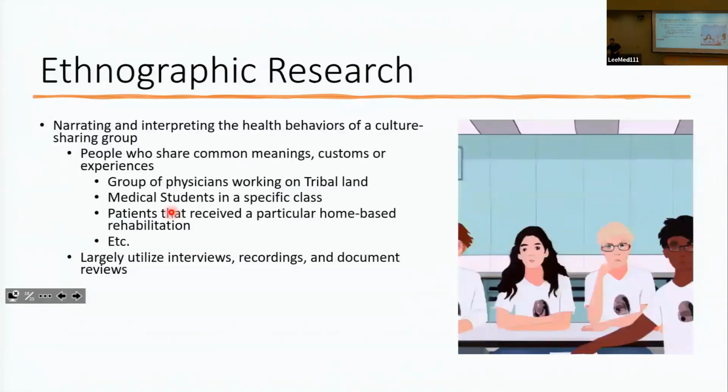Ethnographic research. Here, what you're doing is narrating and interpreting the health behaviors of a culture sharing group. What do I mean by culture sharing group? This is a group of individuals that share some common meanings, customs, or experiences. So this could be something like a group of physicians working on tribal land. They're all experiencing the same sort of thing. It could be medical students in a specific class.